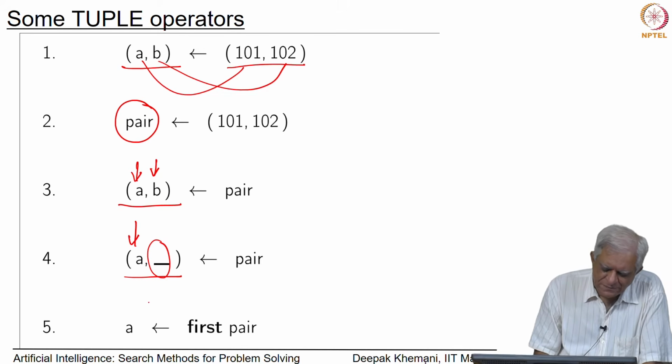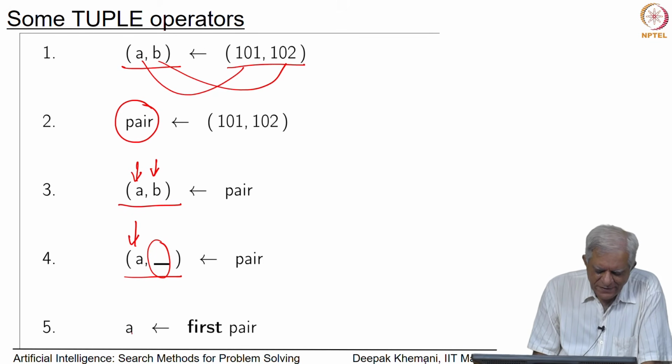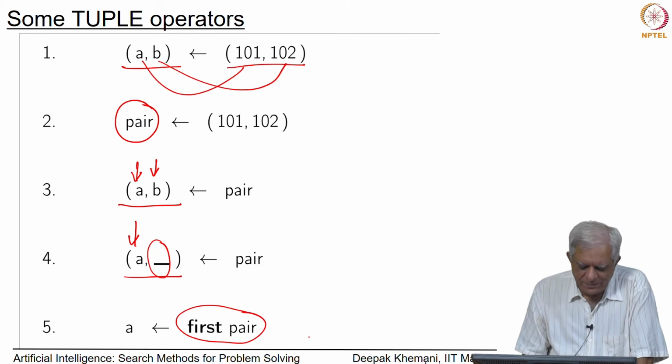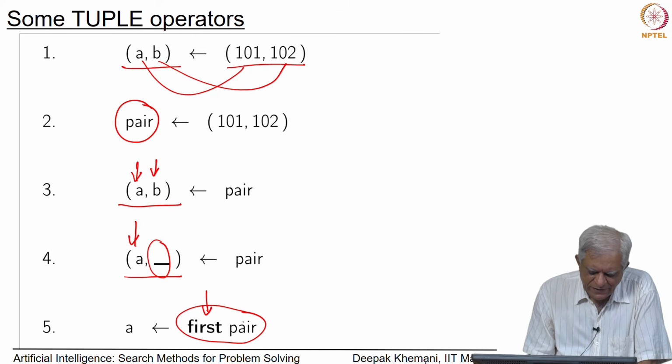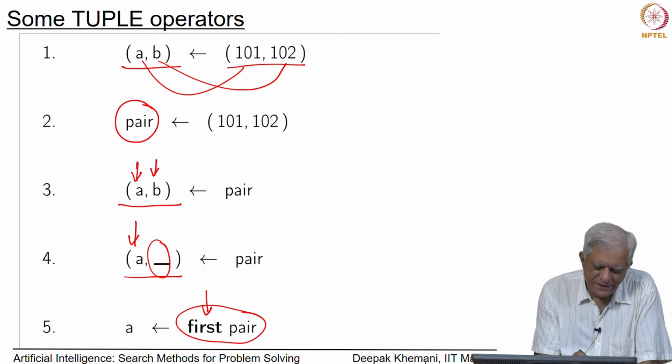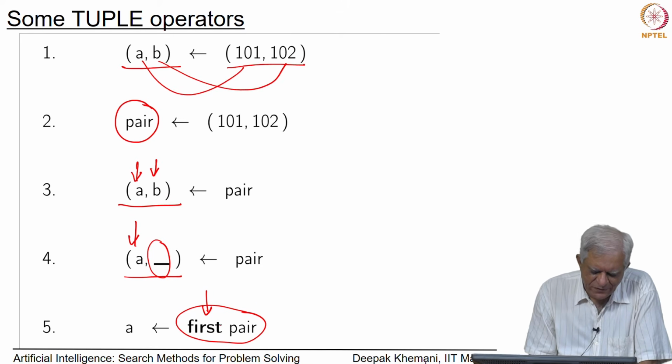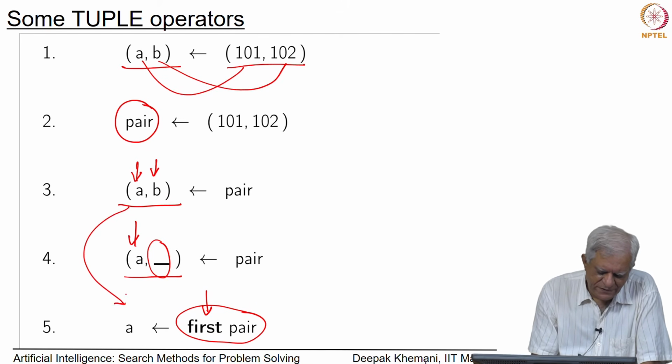We could also extract this first element by using an operator called first. So, when we say first of something, it just gives us the first of that element essentially. So, if the pair is A B, first of the pair is A essentially. So, as you can see, that is the first element here.